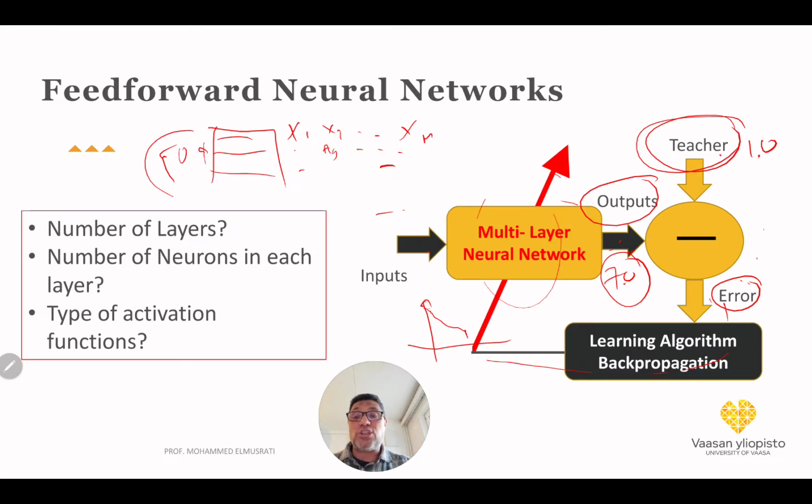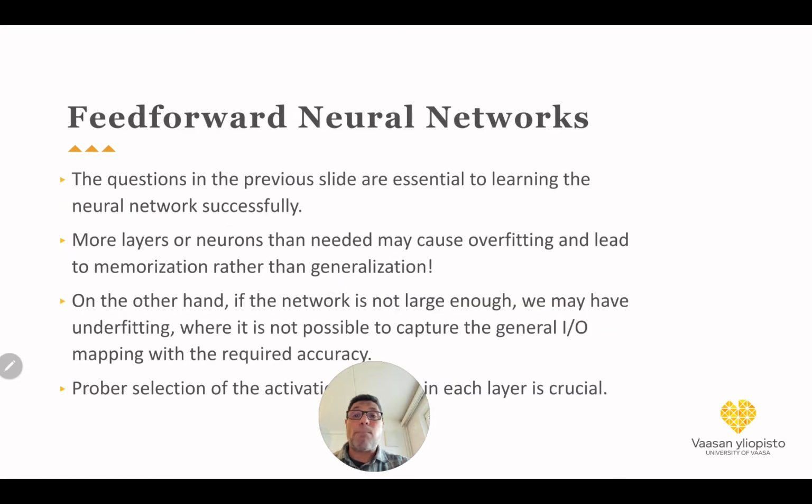However, we have several questions, like how many layers you should use, how many neurons in each layer you should use, what type of activation function you should use. Those questions can be answered based on trial and error, or based on the type of data itself. For example, if the output data cannot be negative, then of course you can take an activation function that is not negative, so it is always 0 or positive, and so on.